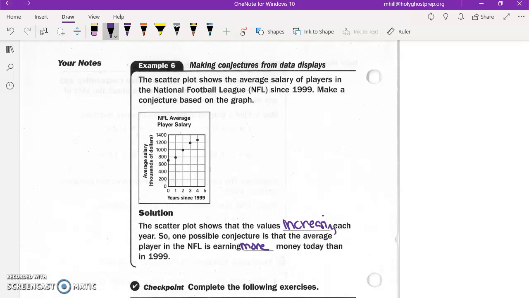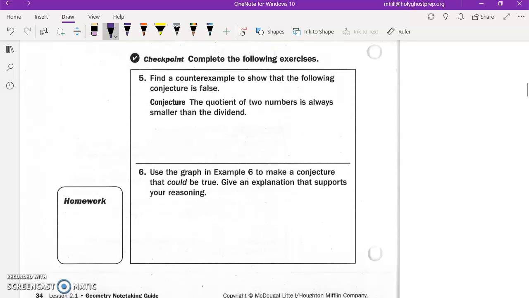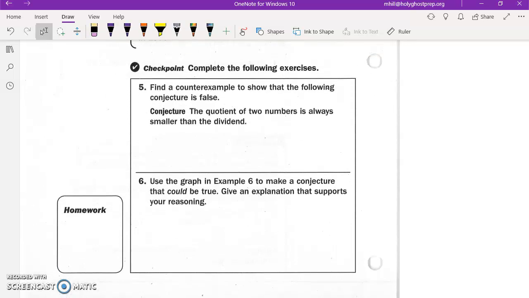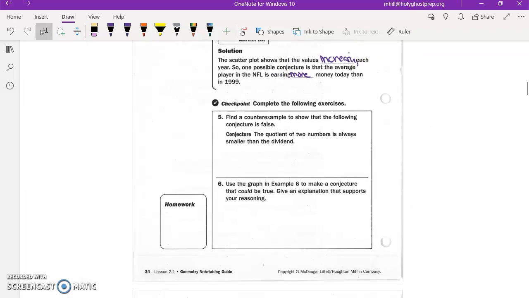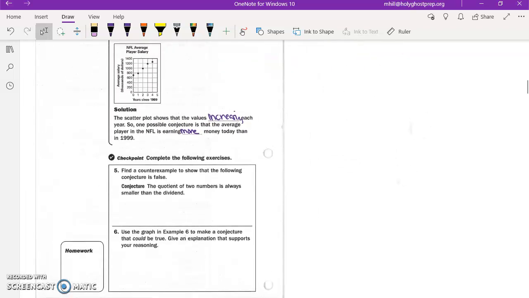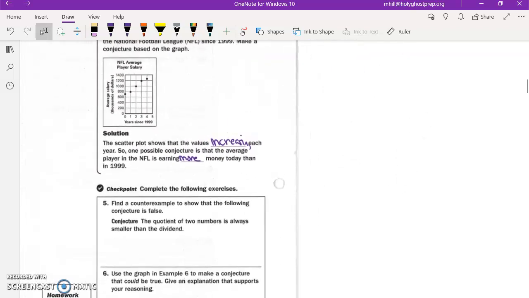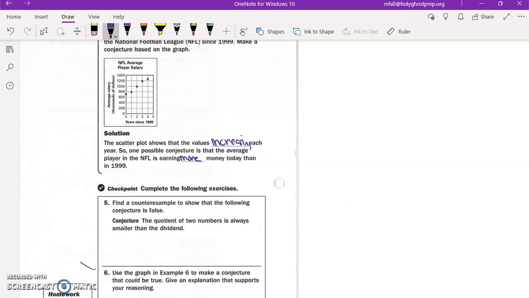Let's hope so, right? All right, so to end this video here, you are going to hit pause and come up with your answers to numbers 5 and 6. I'm going to zoom out here so that you can see the graph from example number 6. So this here is talking about this graph up there. Hit pause and do the checkpoints 5 and 6.